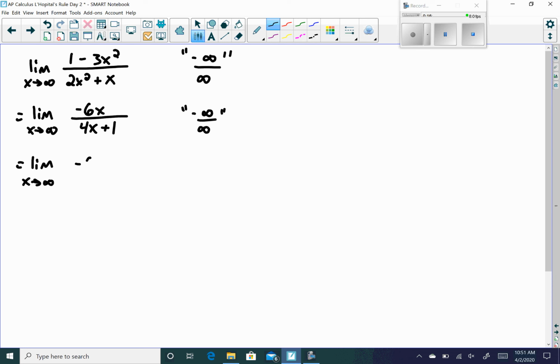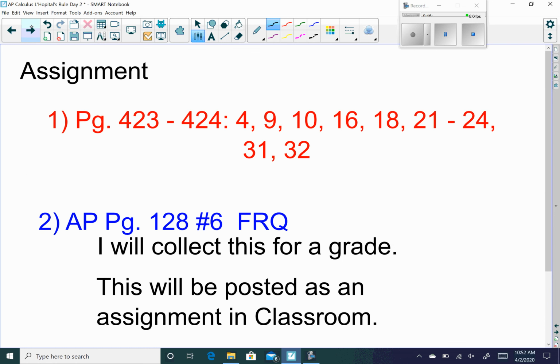So we're going to get a -6 over 4. Now there's no more variables, so we could just say that this is -3/2. All right, so looking at other indeterminate forms is still applying L'Hopital's rule. So let's take a look here.